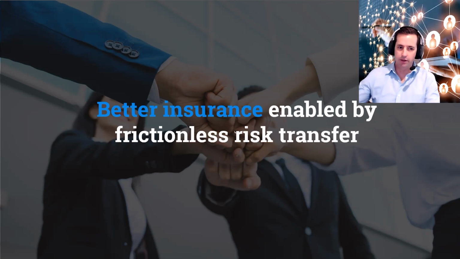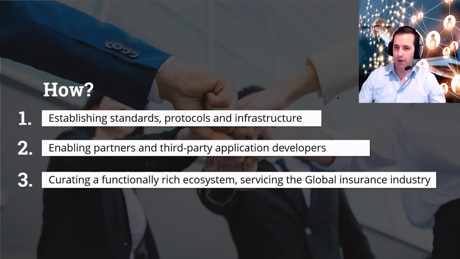So how are we doing this? We do this by, firstly, establishing standards, protocols, and infrastructure, enabling partners and third-party application developers, and lastly, curating a functionally rich ecosystem serving the global insurance industry. What does this practically mean? Practically, it means a physical network of transacting parties. It means seeding the network with applications that solve real-world problems, generating tangible business benefits. It involves a platform, one we call Fluidity, that enables third parties and B3i, together with its partners, to rapidly build interoperable applications, minimizing costs and allowing scale.